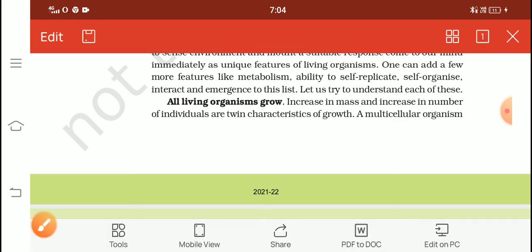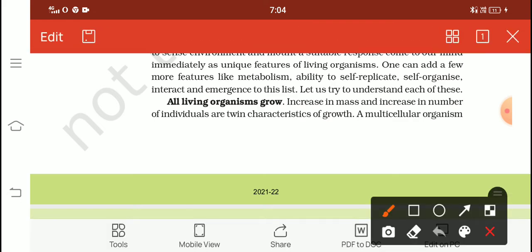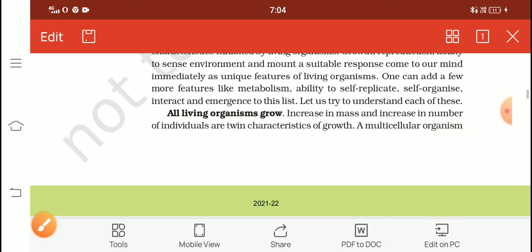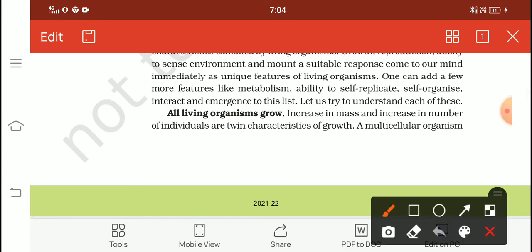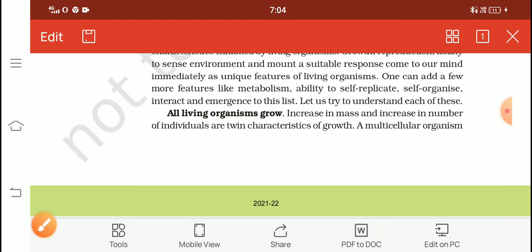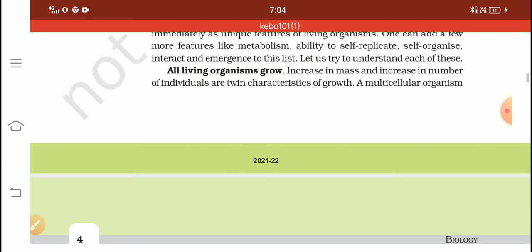Next paragraph says all living organisms grow. Increase in mass and increase in number of individuals are twin characteristics of growth. This is very, very important. A star mark is given. So the twin characteristics of growth are two: increase in mass and increase in number of individuals.